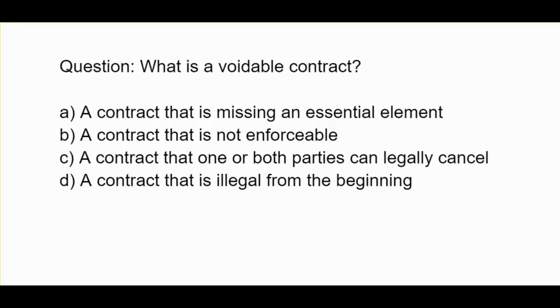What is a voidable contract? A, a contract that is missing an essential element. B, a contract that is not enforceable. C, a contract that one or both parties can legally cancel. D, a contract that is illegal from the beginning.